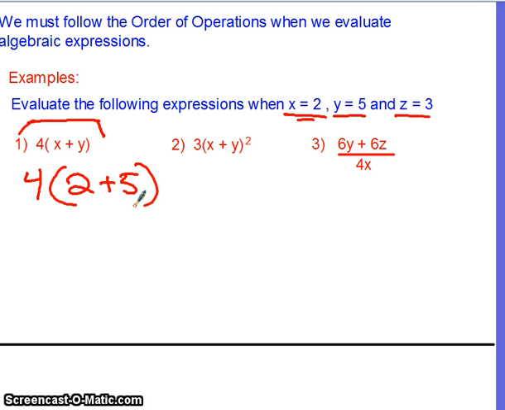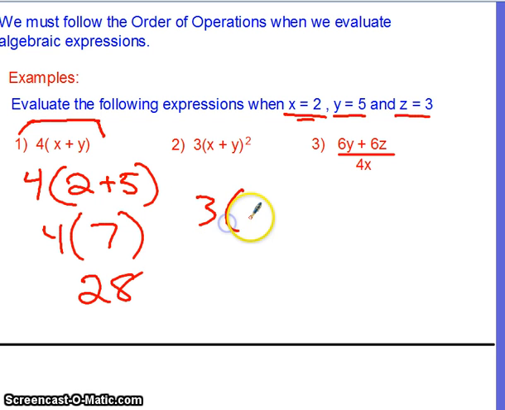So let's go back to our order of operations. PEMDAS, parentheses first. So 2 plus 5 is 7, and that will stay in the parentheses, and 4 times 7 is 28. For the next one, x plus y, so we have 3 times 2 plus 5 again. But look what this says, squared.